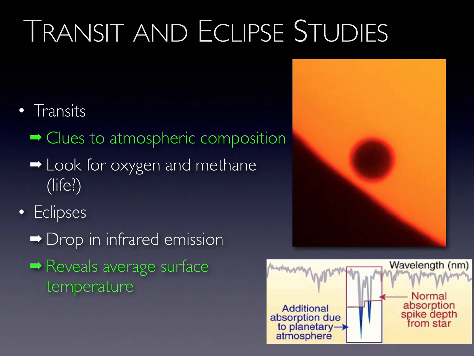If the planet has an atmosphere, then starlight passing through that atmosphere during a transit will have additional or enhanced absorption lines. Thus, the composition of the atmosphere can be determined.